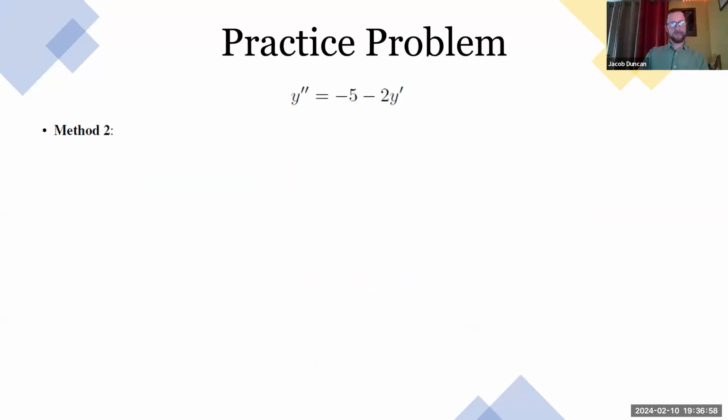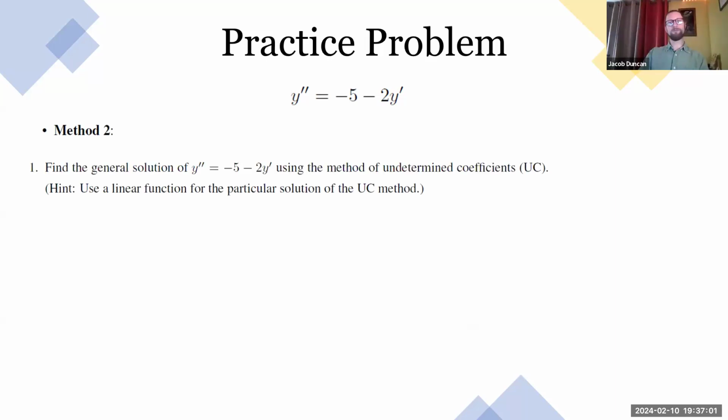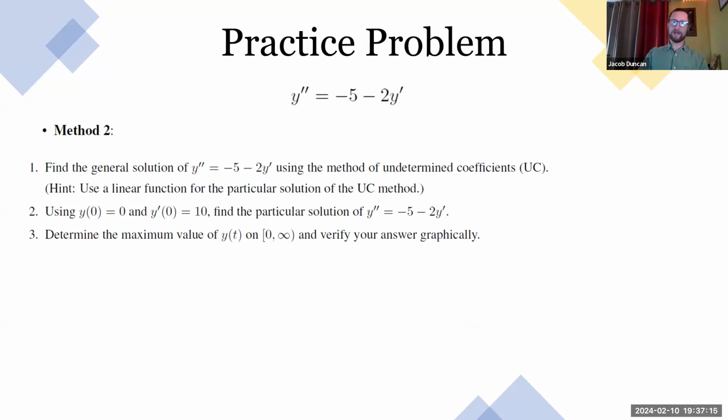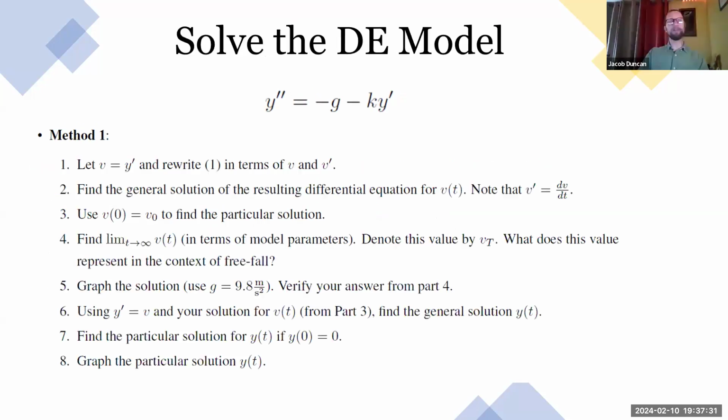Okay, and then the second method, this is method of undetermined coefficients. So it's roughly the same process, other than a different method for solving the differential equation. Give them the same initial conditions. They get a particular solution. Determine the max height again, and then take a look at the limit of the velocity. Now, they have to take the derivative of their solution first, and then take the limit to get the terminal velocity. And then they graph the velocity again and graph their position function. So kind of the same idea as the first method.